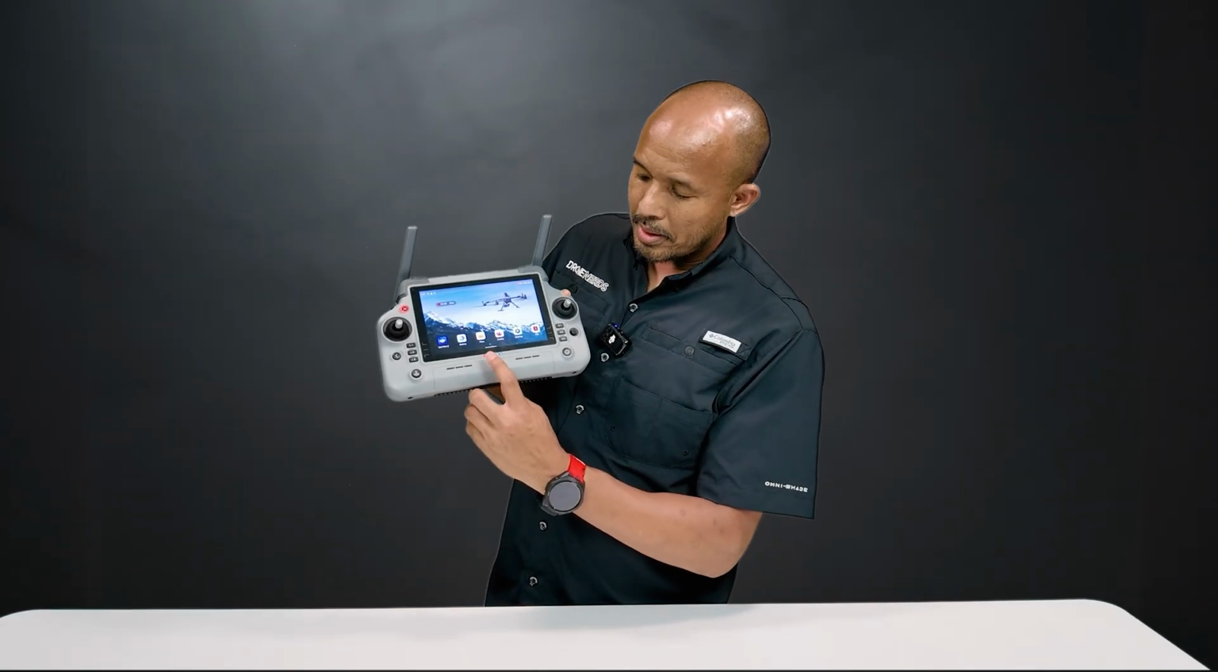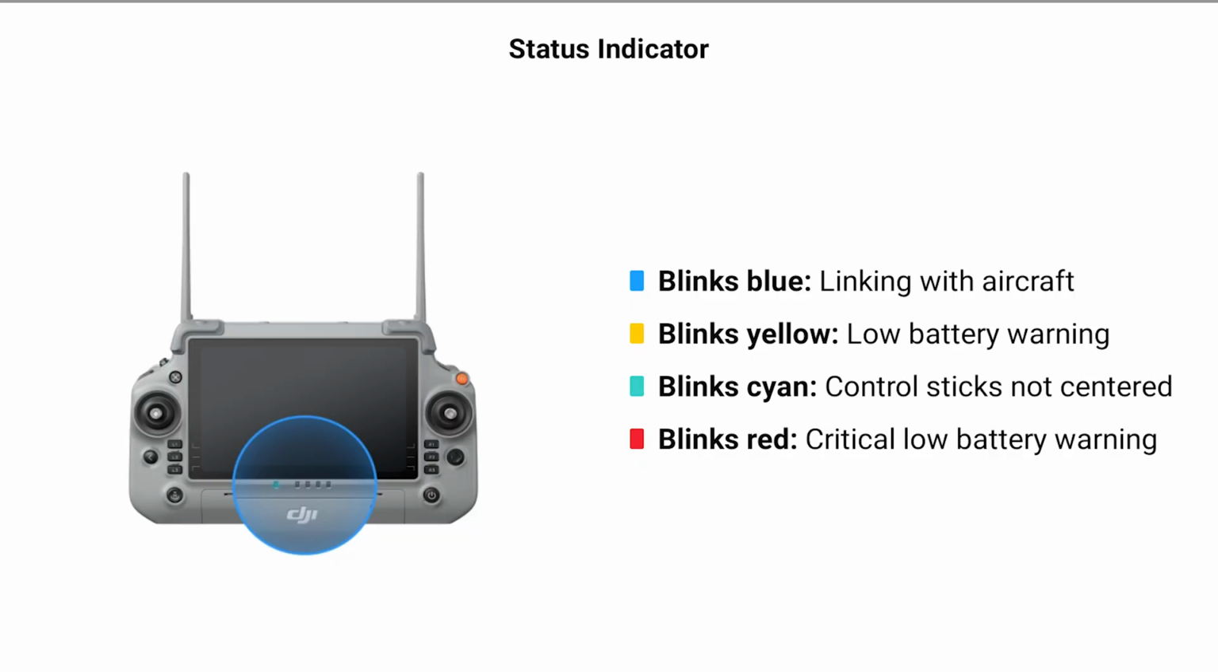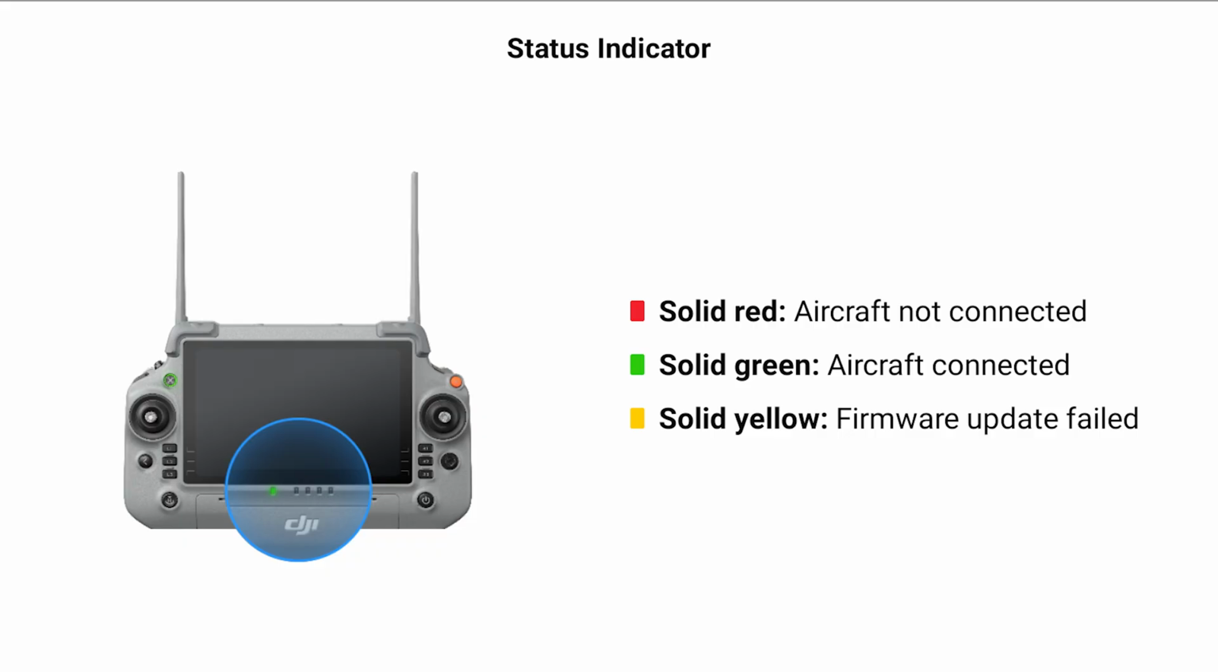And as for the blinking light on the left, blinking blue means it's linking to an aircraft, blinking yellow is a low battery warning, blinking cyan means the sticks aren't centered, and blinking red is a critically low battery. If it's a solid red light, that means the aircraft isn't connected. And a solid green is the aircraft is connected, and a solid yellow means a firmware update failed.